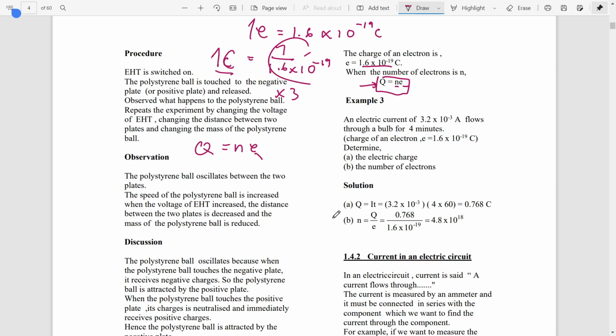Let's look into example 3, electric current. You are given a current of 3.2 times 10 power negative 3 ampere flowing through a bulb for 4 minutes. So the time is given. Determine the electric charge. How can we get the charge? Remember, we have learned 2 formulas today. The first one is Q equals IT and the second one is Q equals Ne. This is your formula for today.